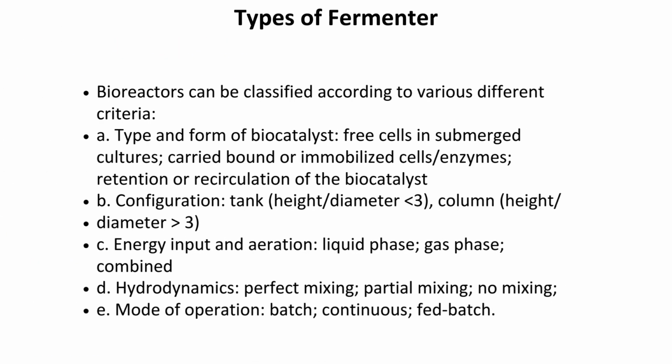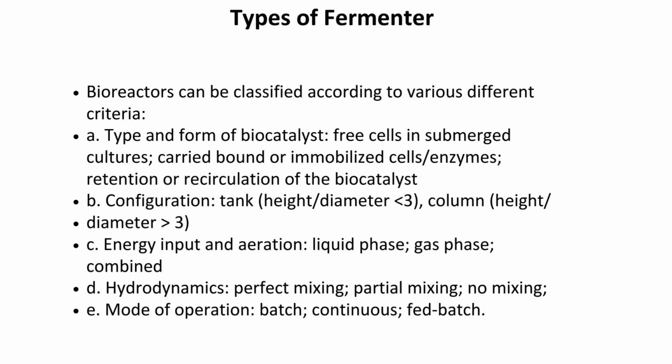Classification and types of bioreactors. Bioreactors can be classified in several ways. 1. By the type of biocatalyst, free cells or immobilized cells. 2. By configuration, a tank or a column. 3. By how energy and air are input. 4. By hydrodynamics, meaning how well things are mixed. 5. By mode of operation, batch, continuous, or fed batch.